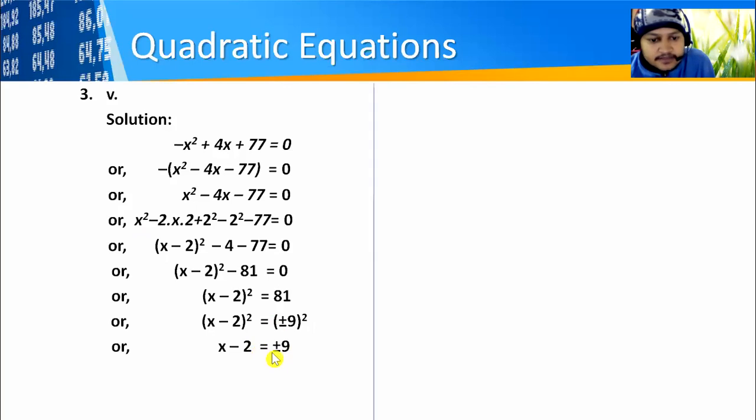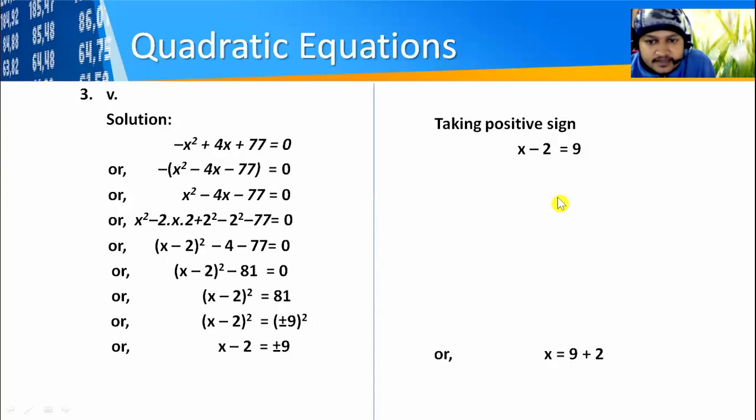Then once we have to take the positive sign and then we have to take the negative sign. If we take the positive sign, x minus 2 is equal to 9. And now take 2 to the right side, it becomes plus 2. And it is x is equal to 9 plus 2. That means x is equal to 11.